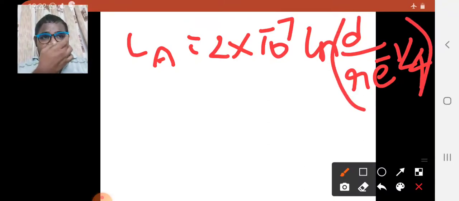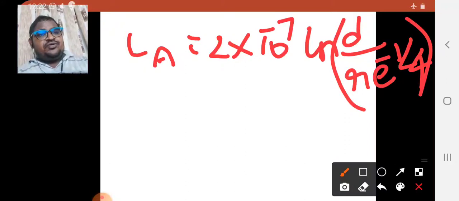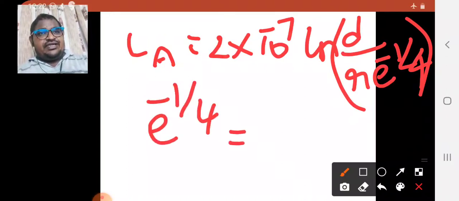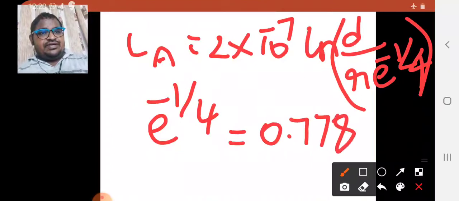Can I write like this? What I have done is just move e power 1 by 4 from the numerator to the denominator. Then it becomes e power minus 1 by 4. And if you type the value of e power minus 1 by 4 in your calculator, it will come to 0.7788 approximately.